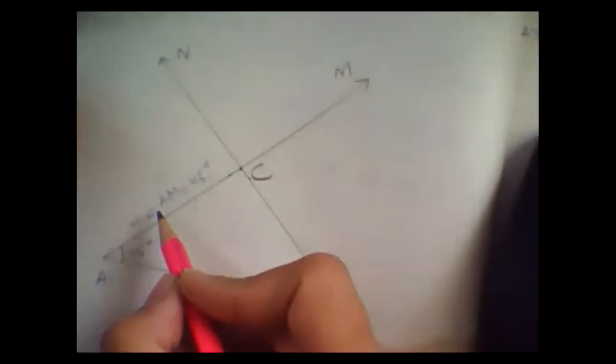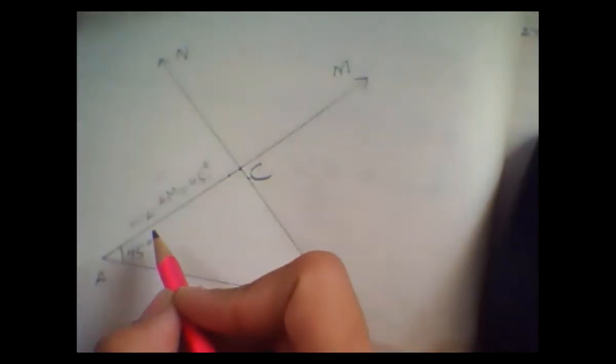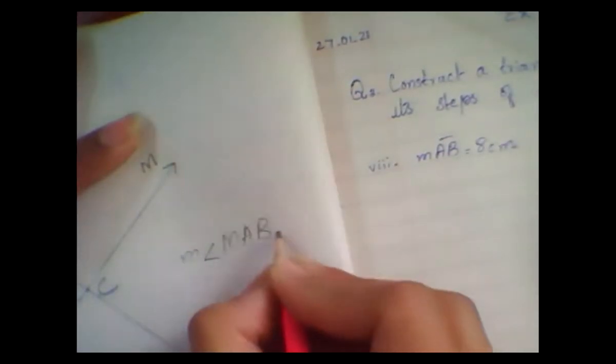Okay, with two vertices we can draw a straight line, line segment and ray. Is that clear? Okay, one more point, that in the steps of construction you have written that, for example, measurement angle MAB is equal to something. So here don't write line segment over here, it's not a line segment.